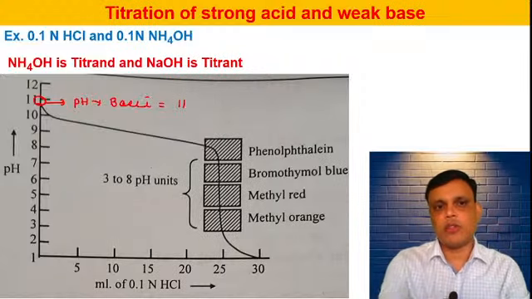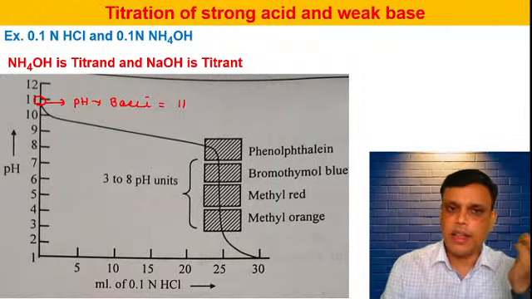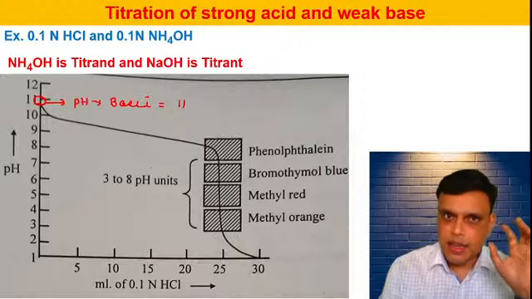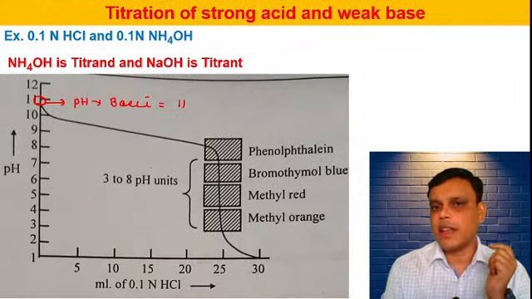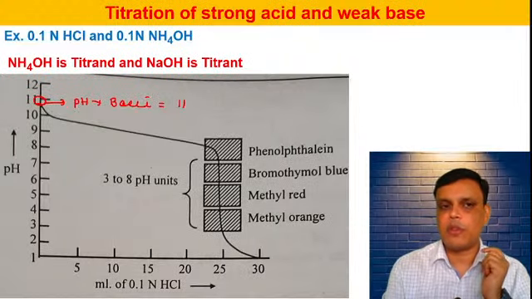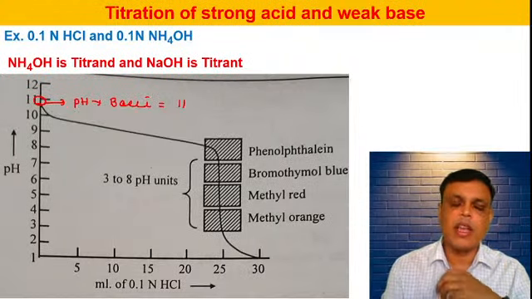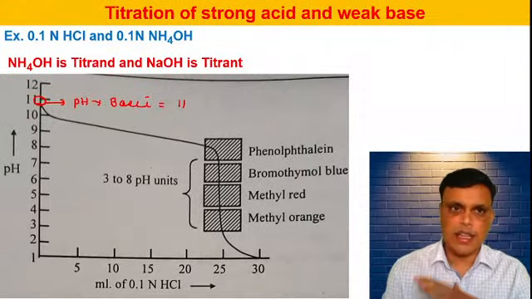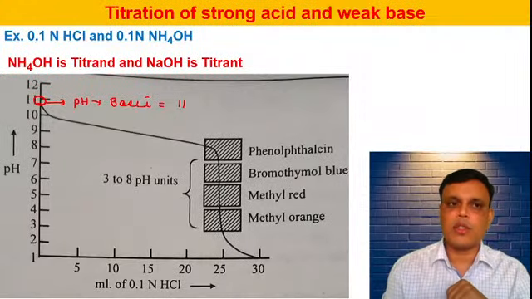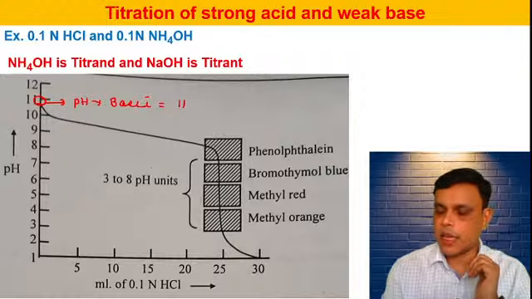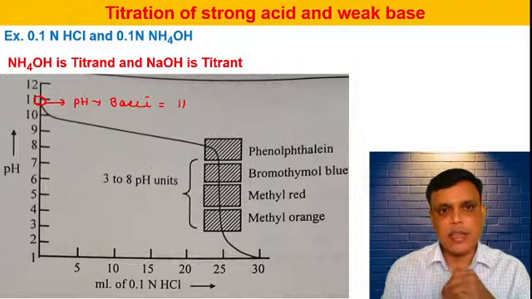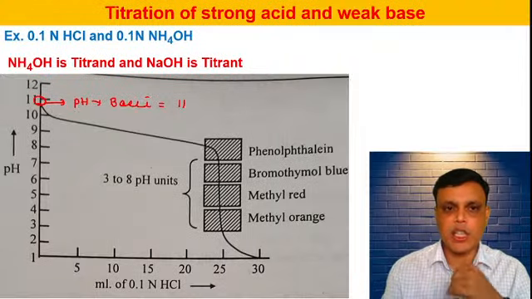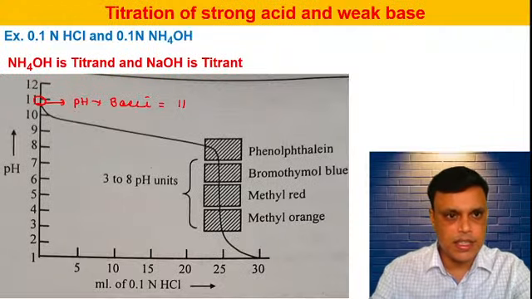This is different. In the titrations we saw earlier, at the starting point or at 0 time the pH of your solution was acidic, because we had taken acid in the conical flask. Now in this case, in the conical flask we have taken base, that is ammonium hydroxide, and ammonium hydroxide is a base. So the pH at the starting point or at 0 time is basic, that is 11.